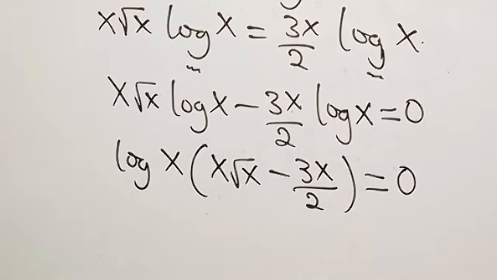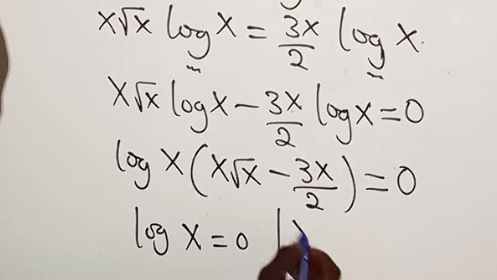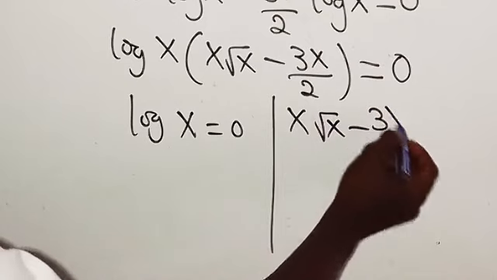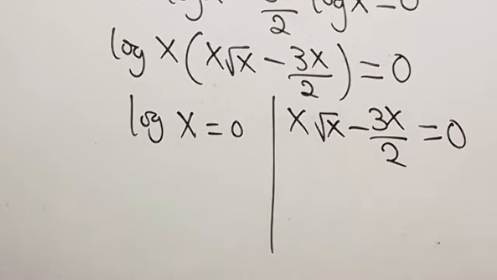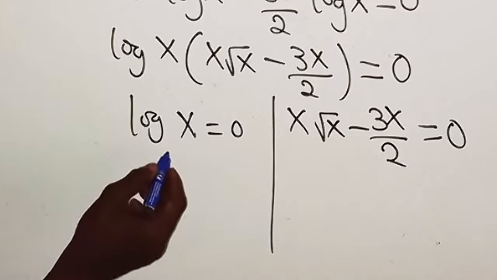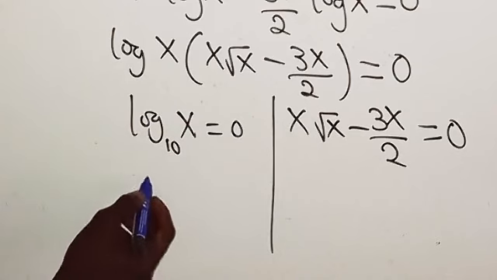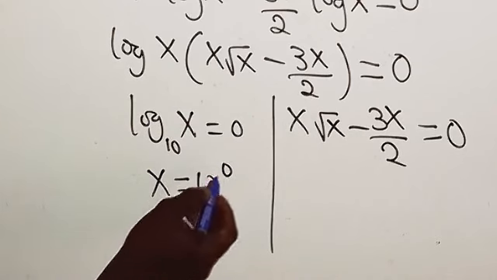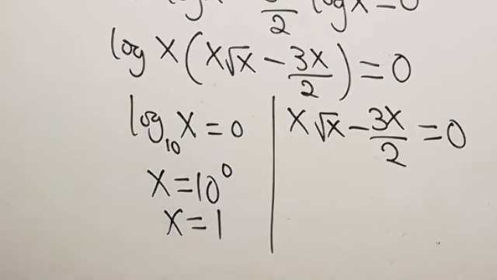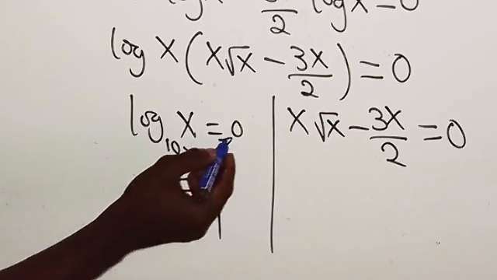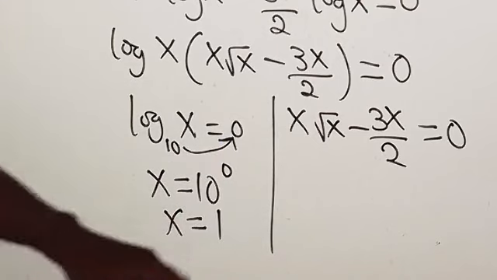So now here it is either log x equals 0, or we have x root x minus 3x over 2 equals 0. Are you following? So now from there, we can see that this is having base 10. So if you want to write this in index form, this is going to be x equals 10 to the power of 0. So we have x to be equal to 1. Understood? Because this 10, which is the base, is raised to 0, and this is what we have here. We have x equals 1.